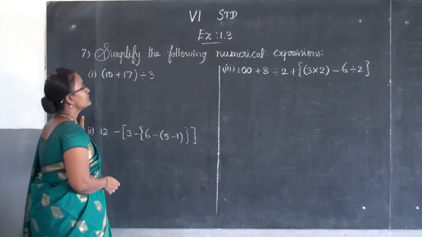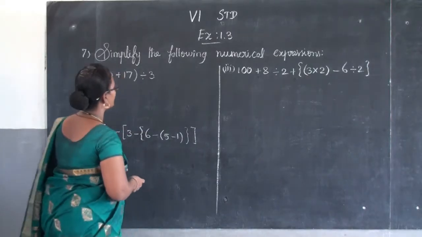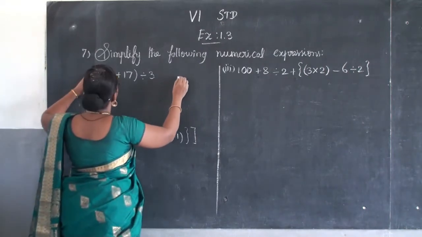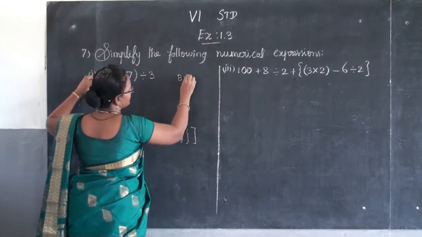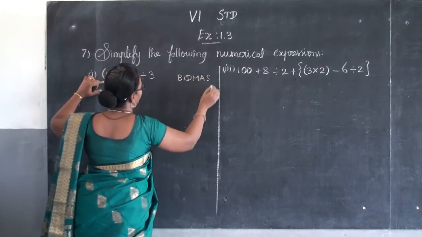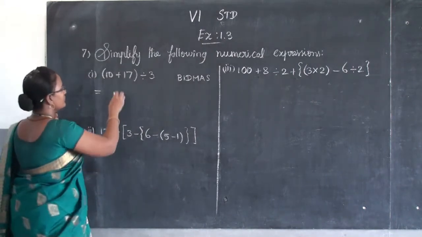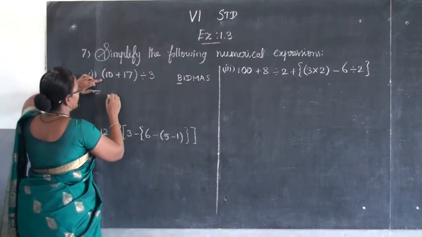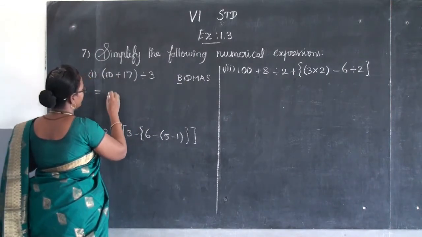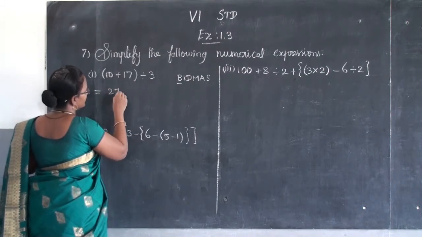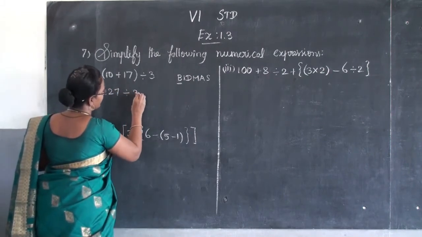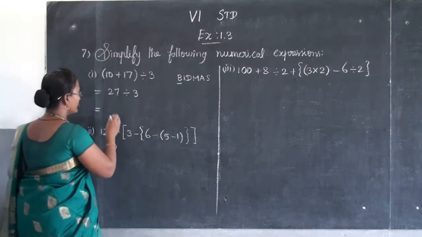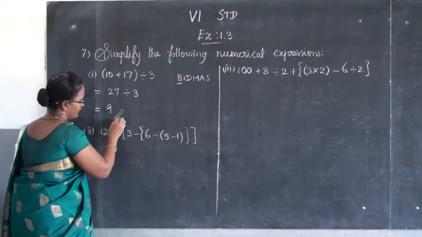Now the seventh one, simplify the following numerical expression. Keep in your mind BODMAS for each and every sum. So first is bracket. We solve the bracket. What is that? 10 plus 17. So that is 27 and then divided by 3. 27 divided by 3 means we get 9. So that is the answer.